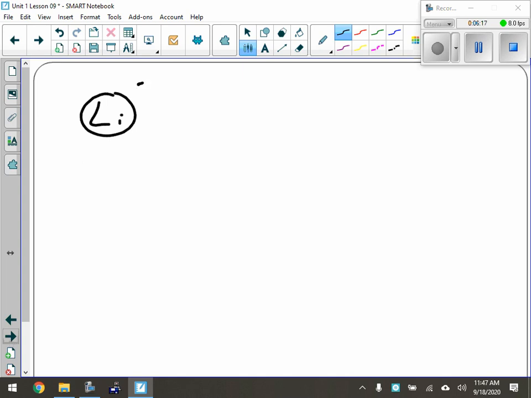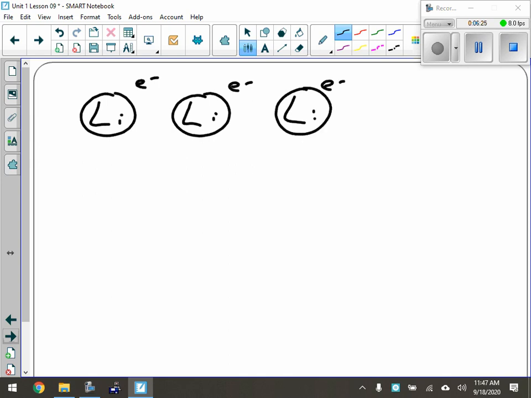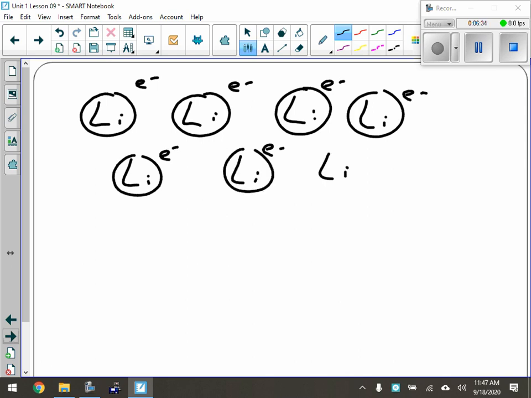I'm just going to draw it right here. You guys go ahead and draw this too. Lithium, and there's its one valence electron. I'm going to do four across the top, and I'm going to do three down here. I'm just showing you this one because it's kind of easiest. This would happen with any valence electrons, any metal. I could have thrown a couple aluminums in there if I wanted to, but we'll just keep it simple here.